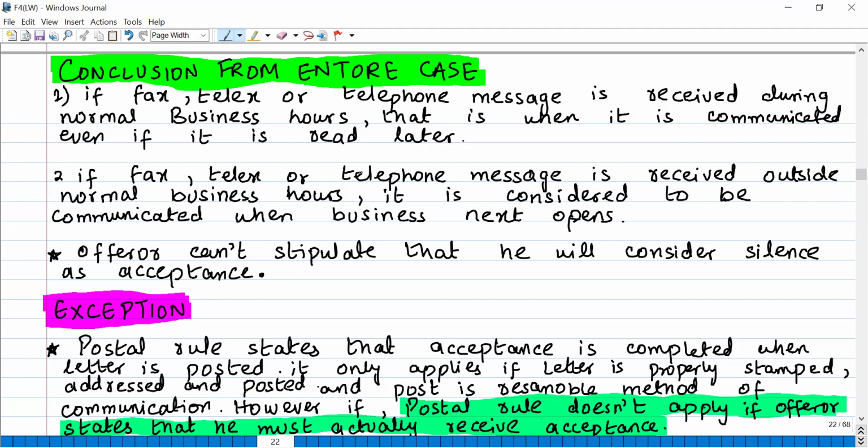The offeror can't stipulate that he will consider silence as an acceptance. The party who made an offer cannot say, I am going to make an offer, and if I do not hear any reply from you, I will assume that you have accepted the contract. You cannot do that. We will talk about the case on this point, but before that, there's an exception to this rule about communication.